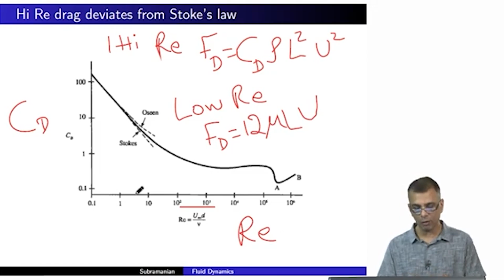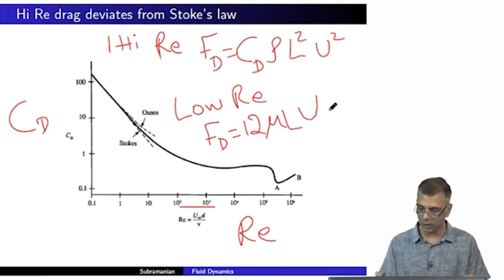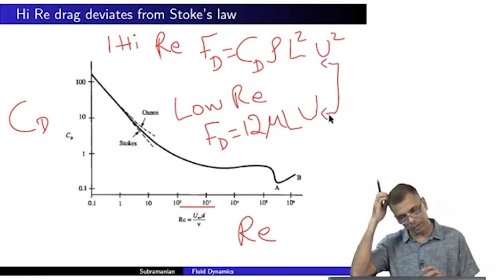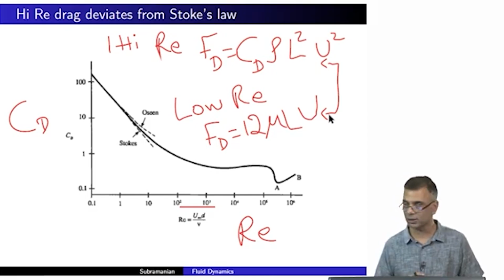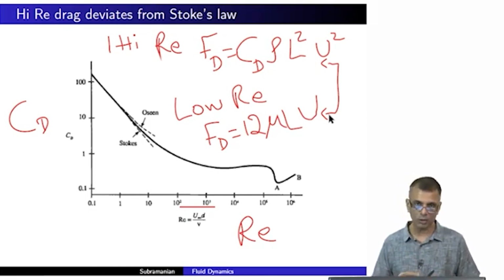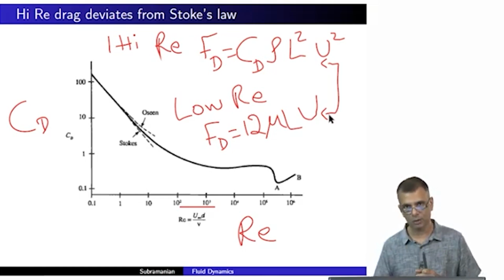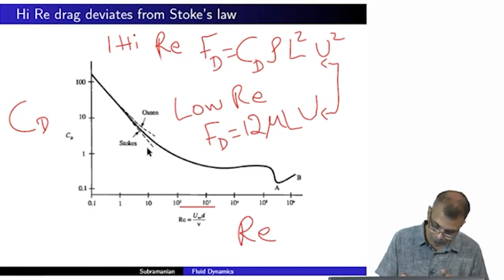So for low Reynolds number, if you simply equate this to this, that's not saying that the low Reynolds number drag law is the same as the high Reynolds number drag law. No, no, no. I'm simply trying to extract an equivalent C sub d for low Reynolds number flows, and that turns out to be this dashed line.